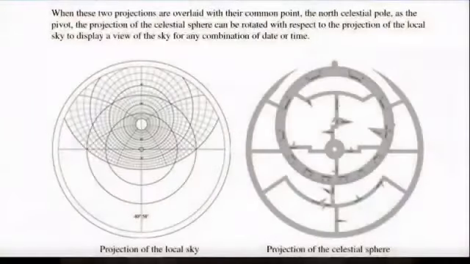So on the left, we have the projection of the local sky, which we just went over: the horizon, right? The nadir, the zenith, the horizon. Over here is a projection of the celestial sphere, independent of this, but rotating on the North Pole. They have a little peg that they put in over here. It connects on the North Pole and rotates independently around.